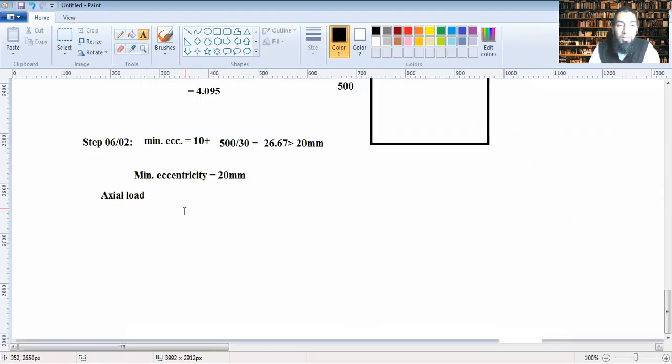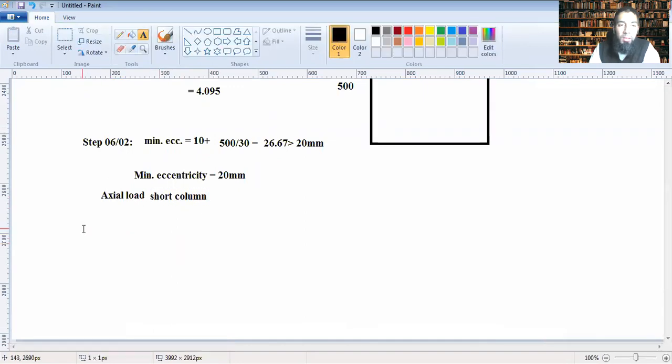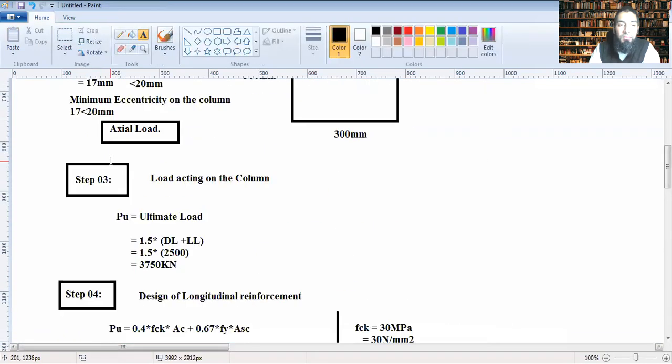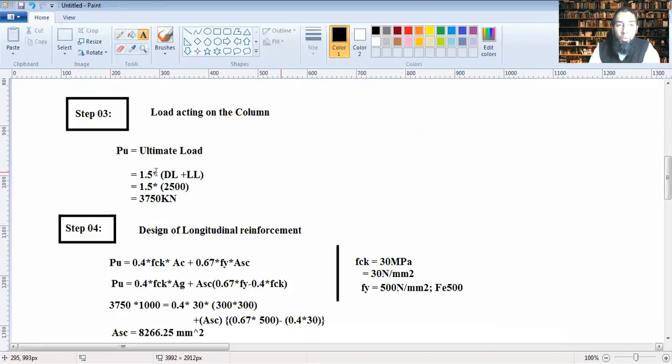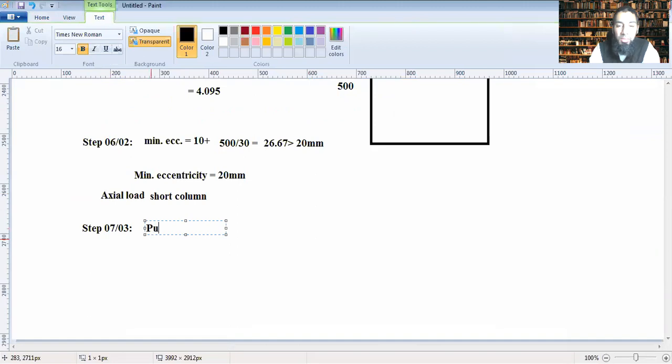the axial load for a short column. Now, step number 7, or 3 going back, would be the load acting. It's the same, there is no change. So the load PU is 3750.